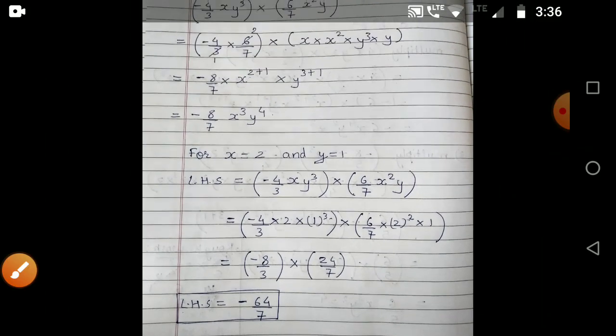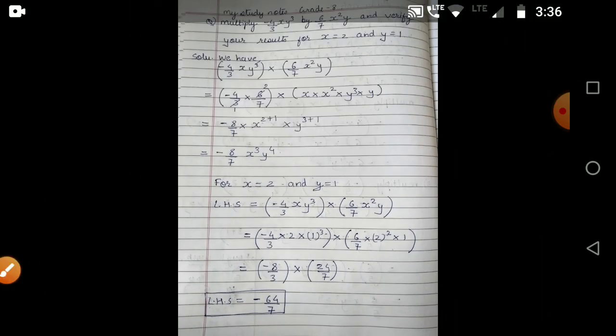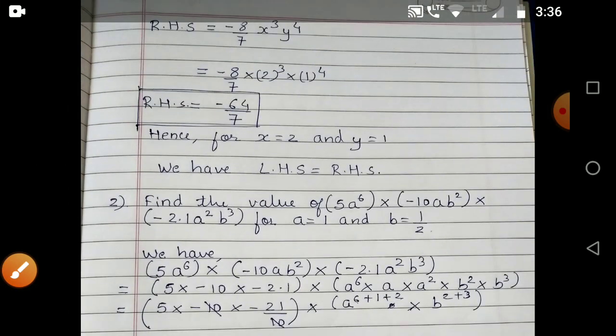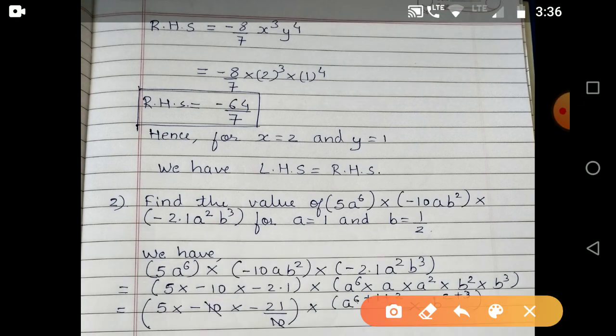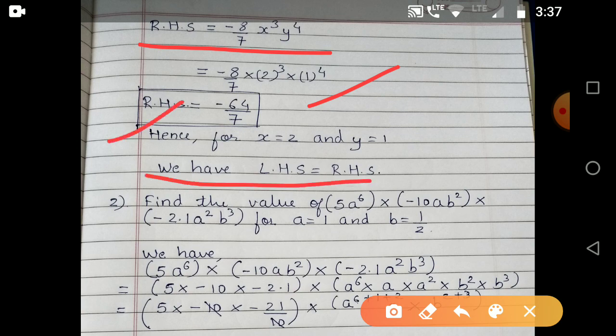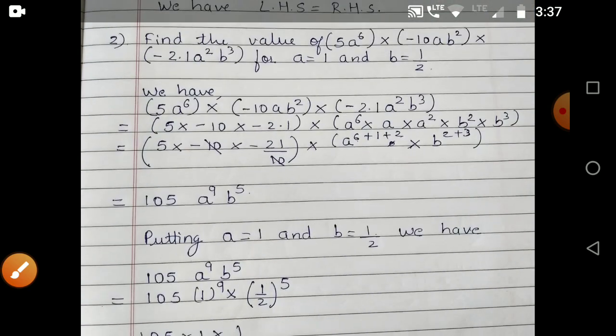Now how to solve the RHS? So RHS is the answer we got. This is our RHS. So let us see how to do that. So RHS is given here. Now we will solve this RHS. We will put x equal to 2 and y equal to 1. So here we have kept those values, and after solving it we get RHS as minus 64 by 7. So we get LHS equal to RHS, that we have to mention. Hence for x equal to 2 and y equal to 1 we have LHS equal to RHS.